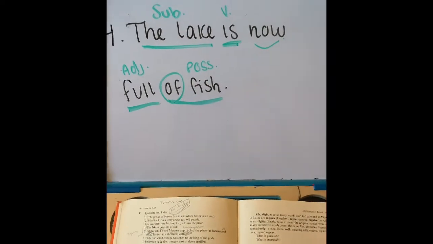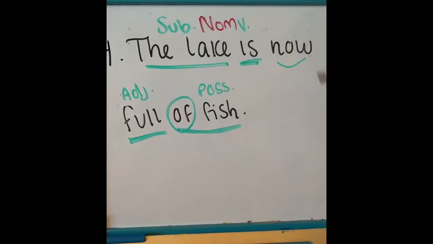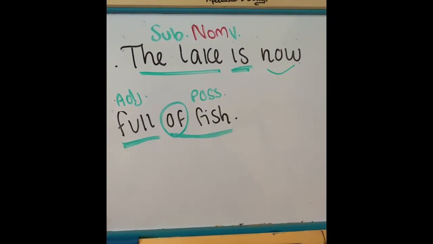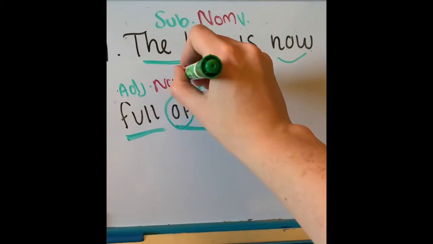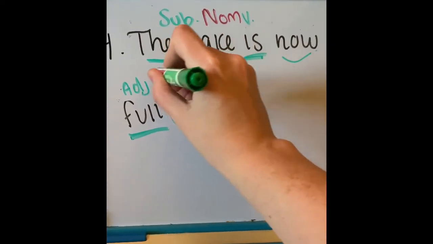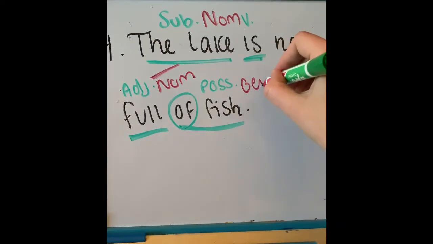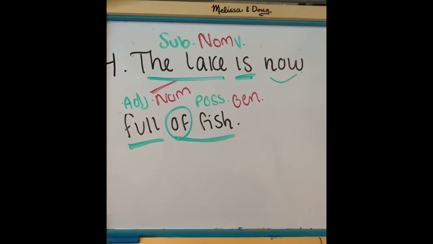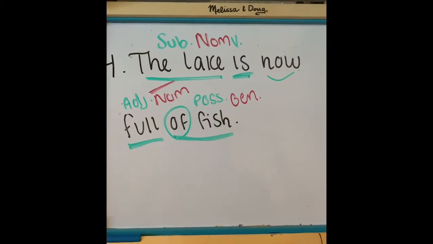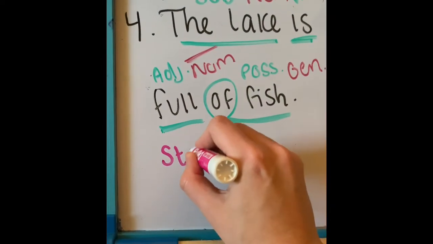And when we've got all of our pieces together, we just remind ourselves what cases these go with. So the nominative case is what we use for the subject. And so we can put that down there. And then our adjective, since it has to match, is also going to go in the nominative case because that's referring to the lake. So full is referencing the lake. And then, like I said, the genitive case is what we use for possession. So for of fish, we're putting that in the genitive case. So once we have all these pieces, we can start translating.